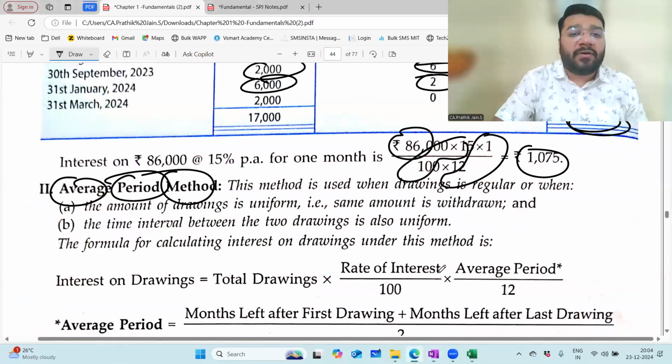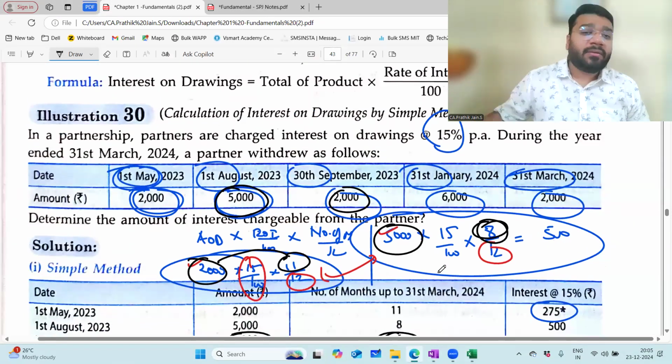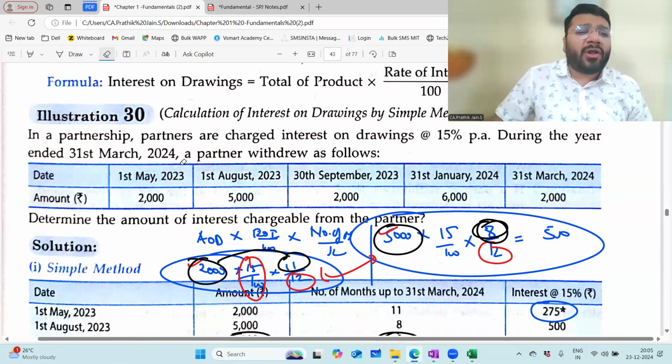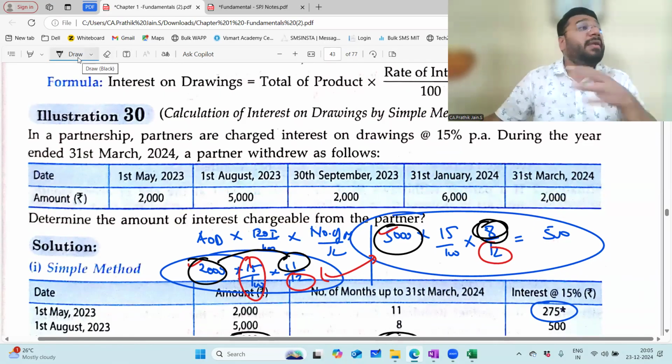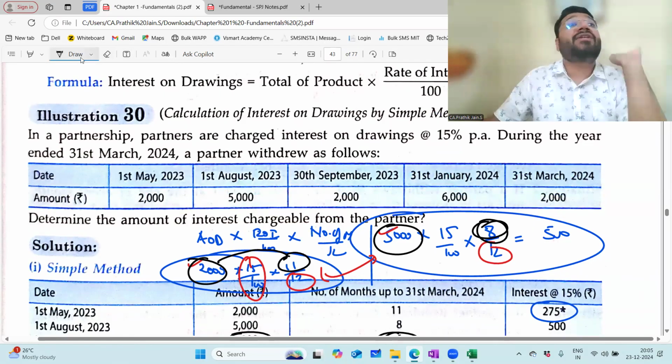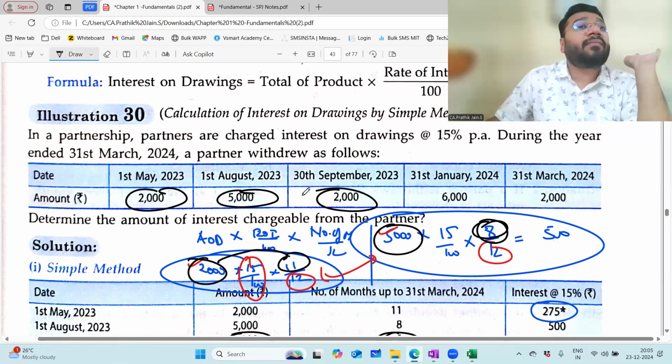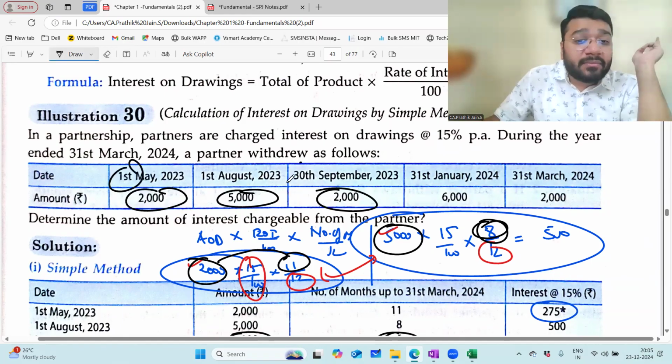If you come back and observe the previous question, people, which condition is violated here? If even one is violated, I cannot use the average period method. Which condition is violated here? Sir, all the 3 conditions. All 3. You look at the amount, different. You look at the date, different. You look at the time gap.